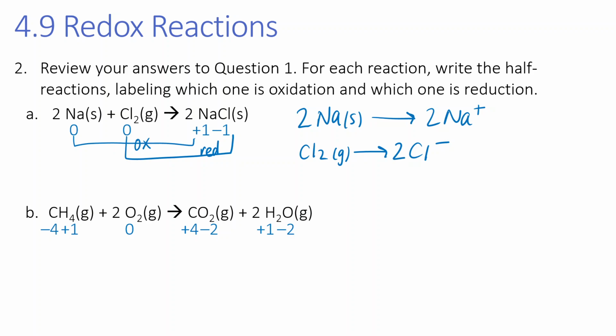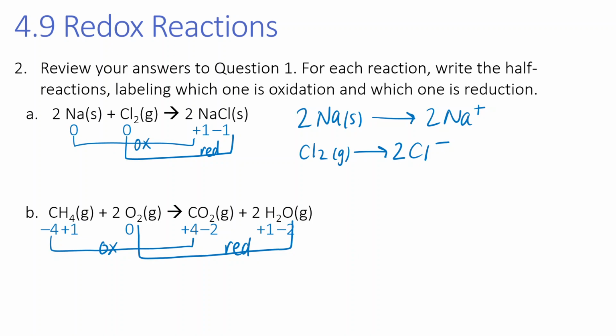So for my next one, we want to identify my two half reactions here. We want to look for oxidation states that are changing. First, we see that carbon is going from -4 all the way to +4. So that's going to be my oxidation. And we also see that oxygen goes from 0 to -2. So that's going to be my reduction. The oxidation state of the hydrogen doesn't change. It's still +1 before and after the reaction arrow.